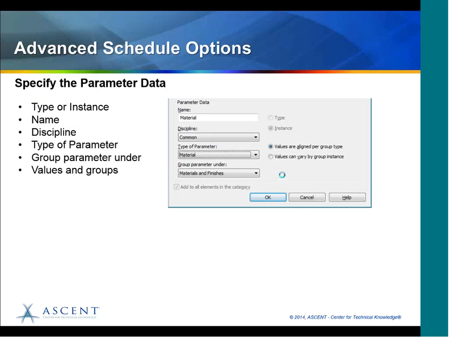The bottom of that dialog box is where you specify the parameter data. So in this case, you select whether it's going to be a type or an instance parameter. And I do want to warn you, select that first. Instance seems to be the default, and in most of the cases that I'm going to show you, I want them to be type parameters. If you don't get it right, you have to just go ahead and delete and start over. You can't make that change. You assign a name to the parameter, a discipline, the type of parameter, and so on.